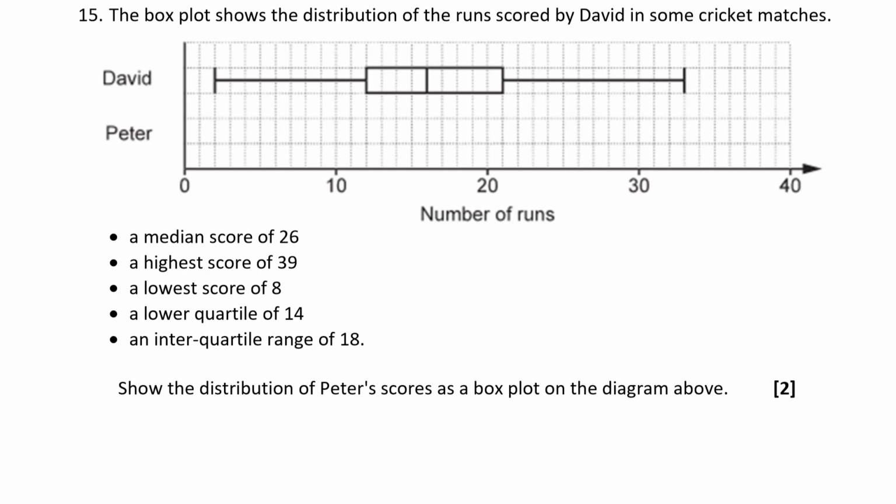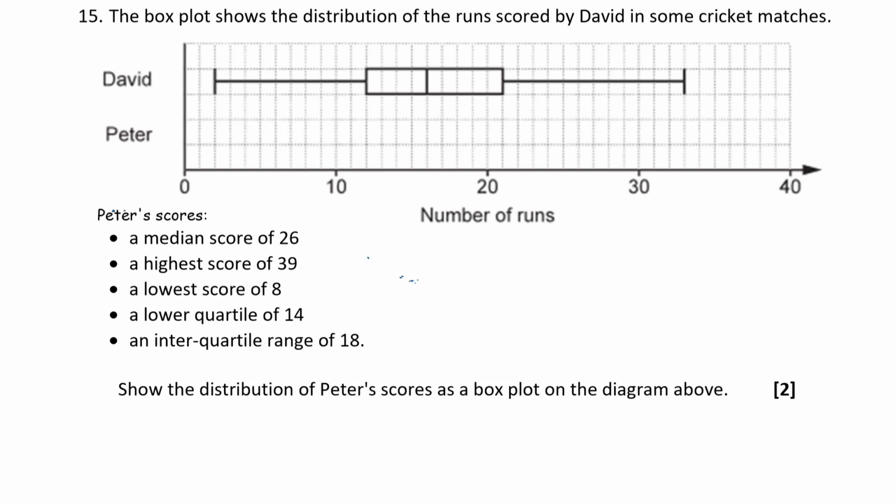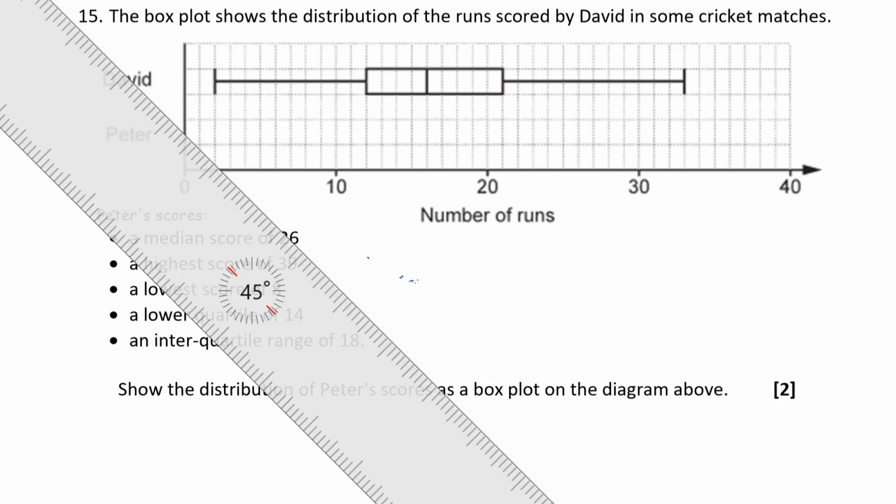Question 15, the box plot shows the distribution of the runs scored by David in some cricket matches. And then underneath the box plot, we've got some extra information for Peter's scores. And we need to show the distribution of Peter's scores as a box plot on the diagram above. Okay, so we need to add his box plot underneath the box plot we've already got.